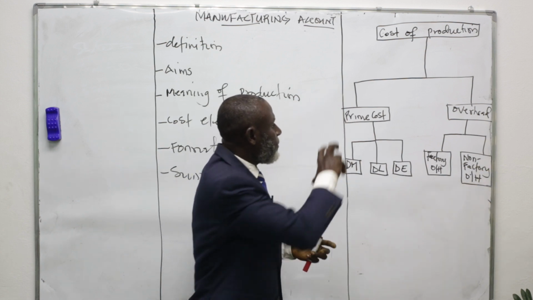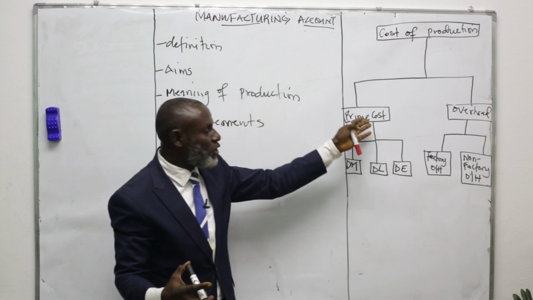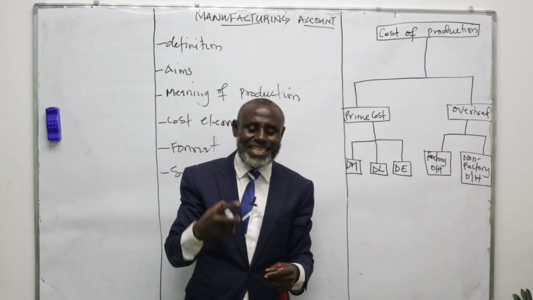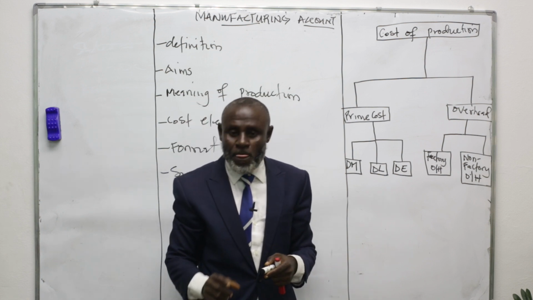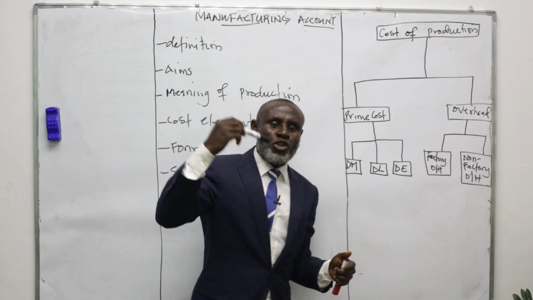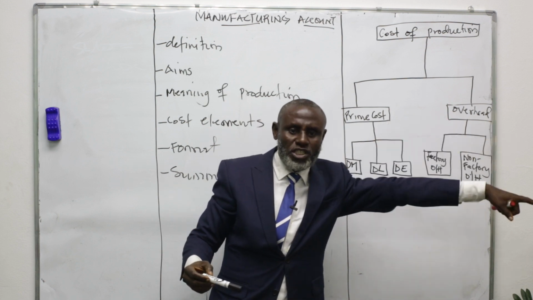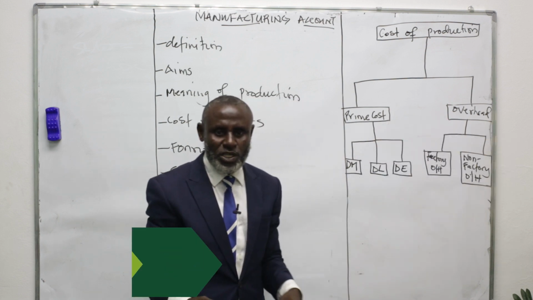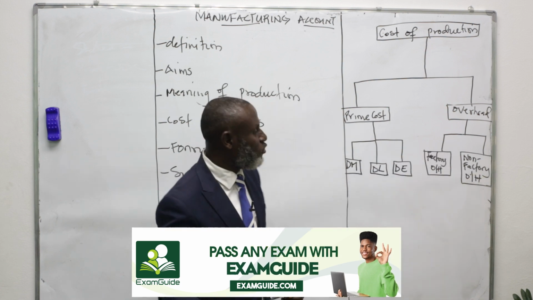Meanwhile, prime costs are those costs that are directly traceable to units of production. That is to say that for prime costs, every 1 naira you put in has a direct bearing on the outcome, which is the number of units that we produce. They are directly traceable to the number of units that will be produced.